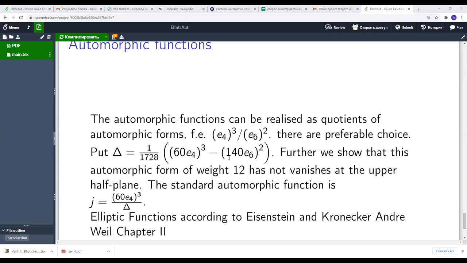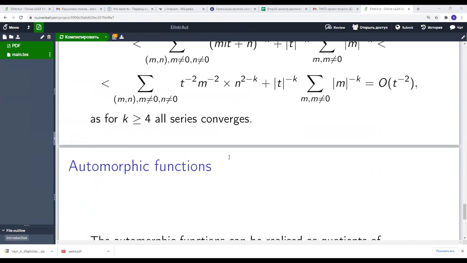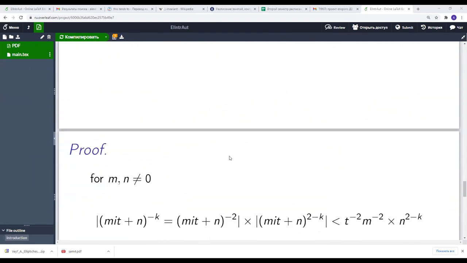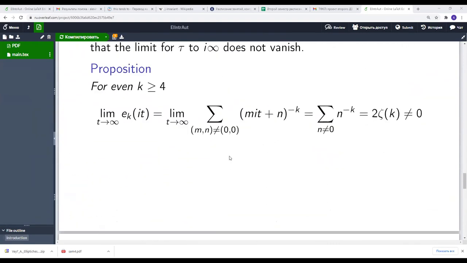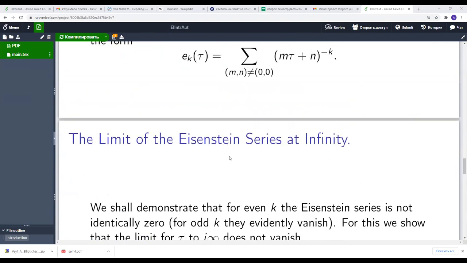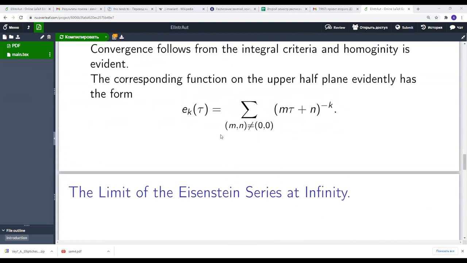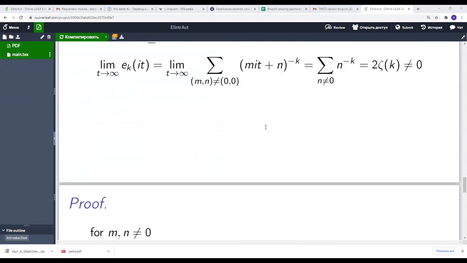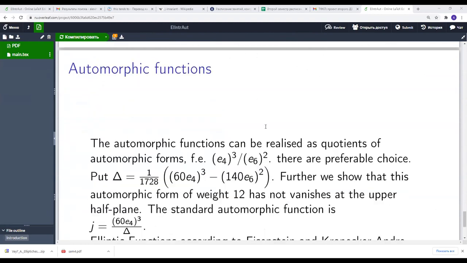I'm sorry, what are E4 and E6? Ek of tau is this sum, if k is equal to 4 or 6. Oh, I put E2, sorry. Yes, E4 and E6.